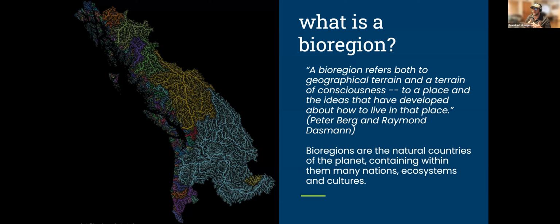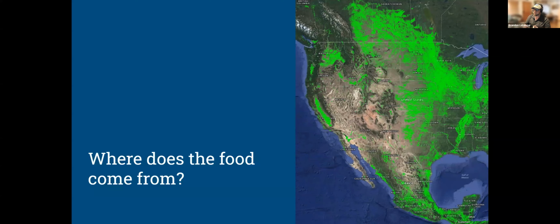Peter Berg and Raymond Dasmann helped define a bioregion as a geographic terrain and a terrain of consciousness, a place and the ideas that have been developed about how to live in that place. So bioregions are kind of the natural countries of the planet, containing within them many nations, ecosystems, and cultures. Different layers that we might want to look at: where does our food come from?